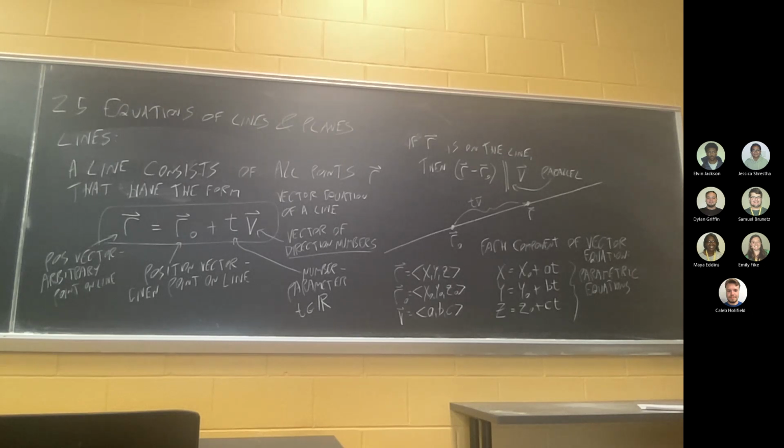What this means is the direction numbers, you can think of as derivatives. a is equal to dx/dt. If you take the derivative of this expression with respect to t, you would just get a. Similarly, if you take the derivative of y with respect to t, you get b, and then dz/dt is c. So the direction numbers are also the derivatives of the components of points in a line with respect to the parameter t.